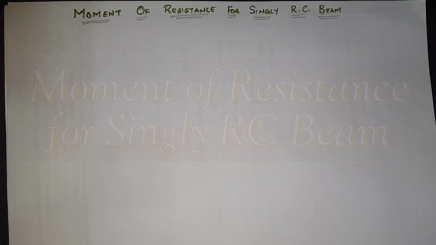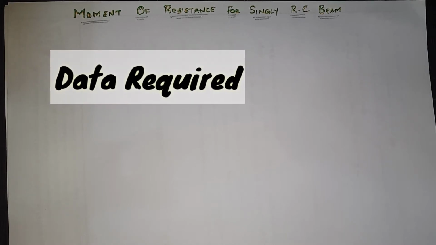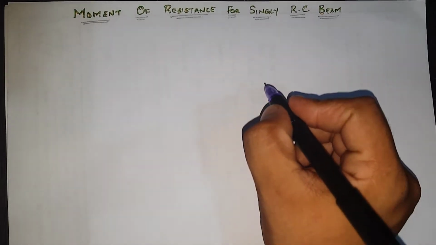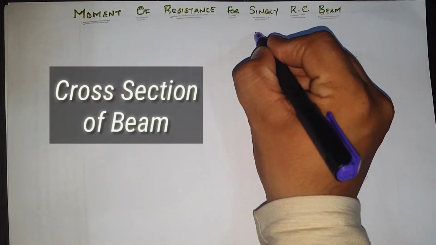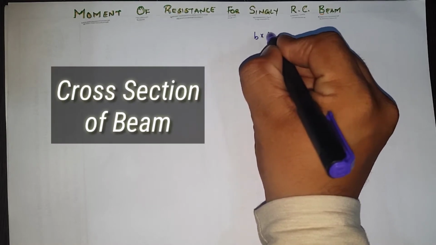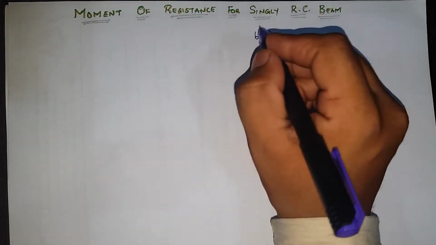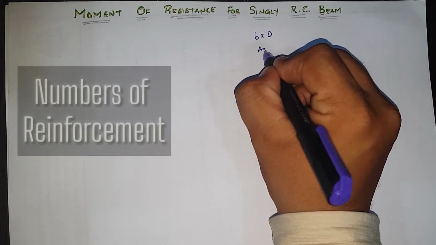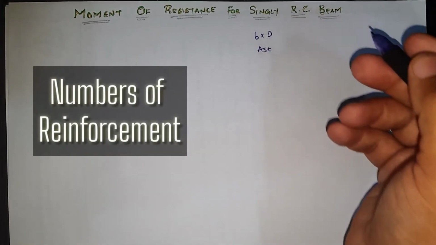Today we are going to learn how to calculate the moment of resistance for a given singly reinforced concrete beam. Before going to the calculation, let us check the required criteria. First of all, we are given the cross section B cross D of the singly RC beam, as well as the area of steel provided in the beam.